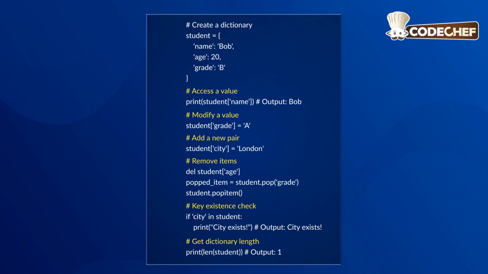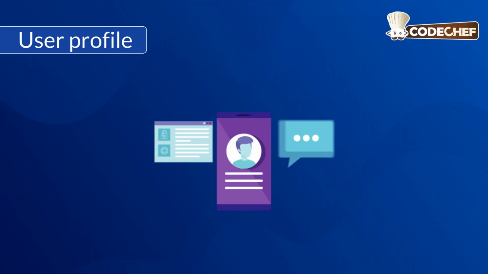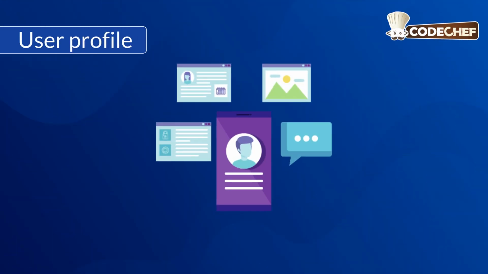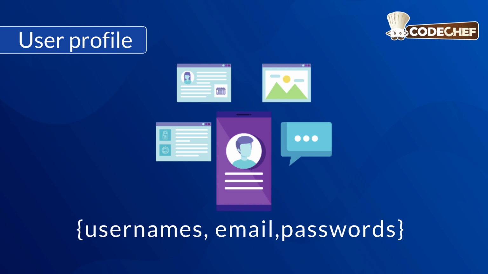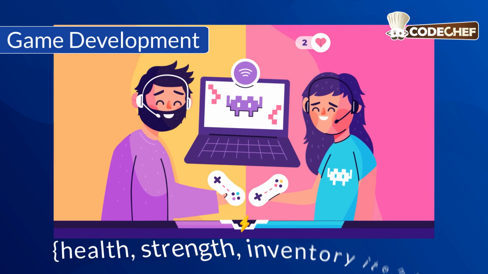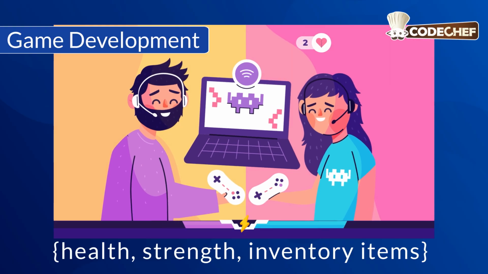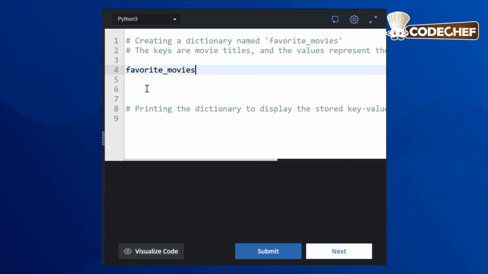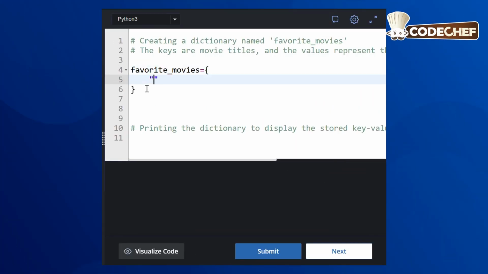So, where do we use dictionaries in the real world? User profiles. Dictionaries are perfect for storing user data like usernames, email, and passwords. Game development. Storing character stats like health, strength, and inventory items. Dictionaries are one of the most versatile data structures in Python, used in almost every application.